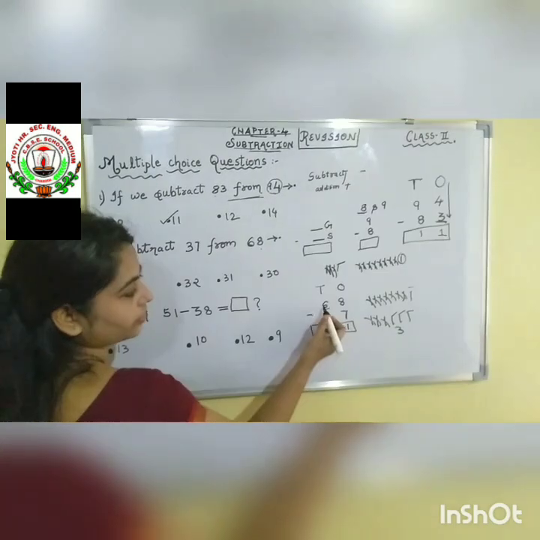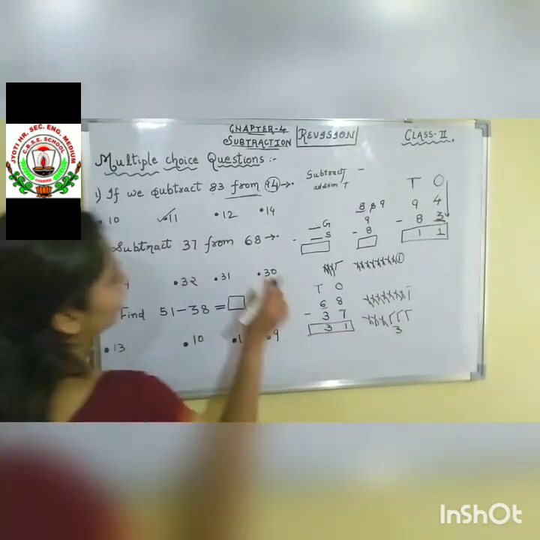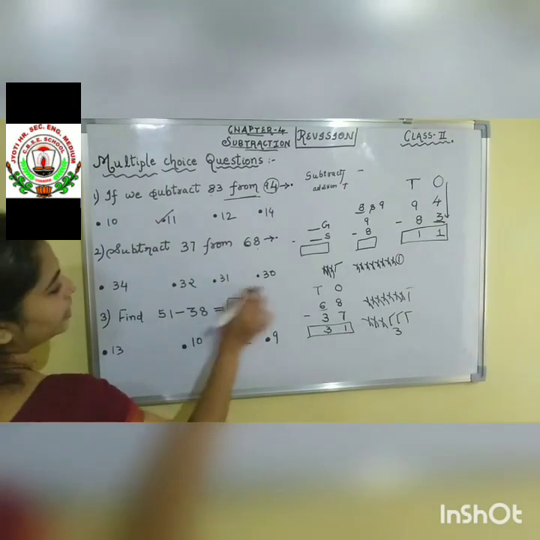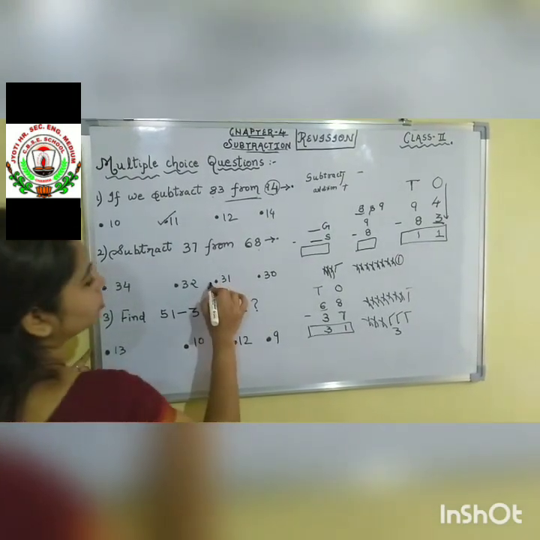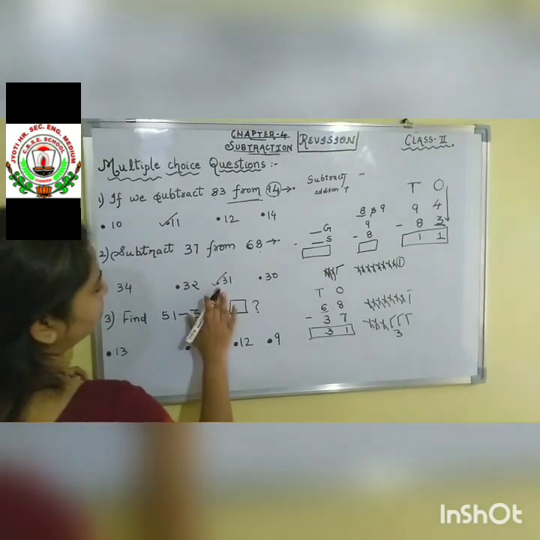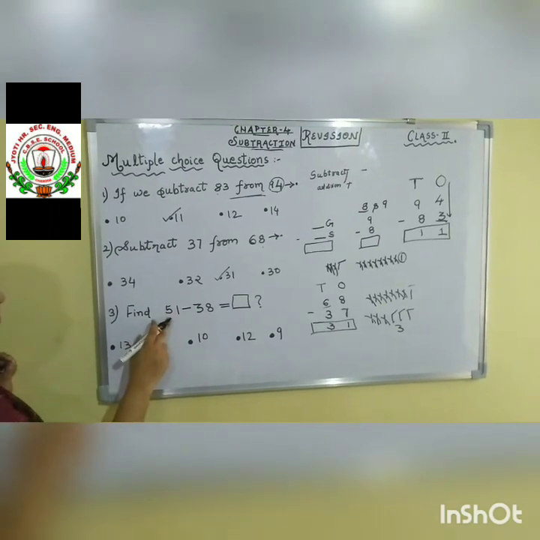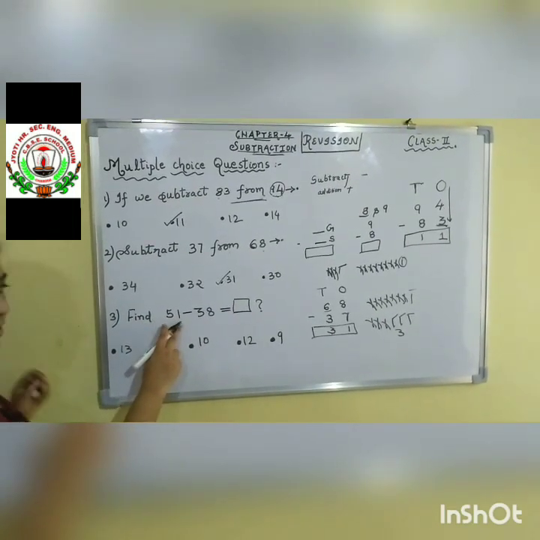So our answer of 68 minus 37 is 31. Do we have this 31 in the answer options given here? Yes, we have this 31. So we will put a tick mark like this in the answer of the second question. Children, understood now? Now let us see 51 minus 38.